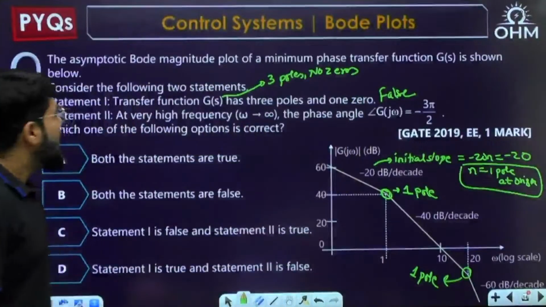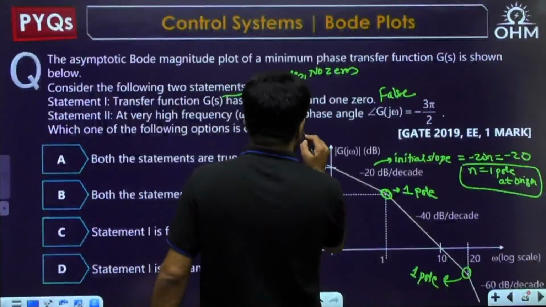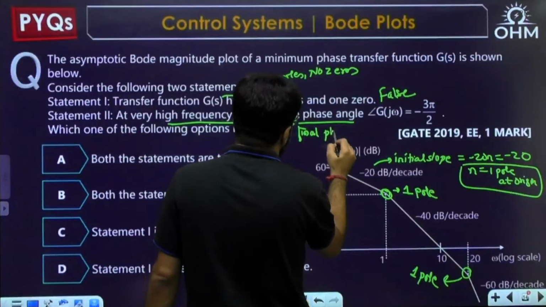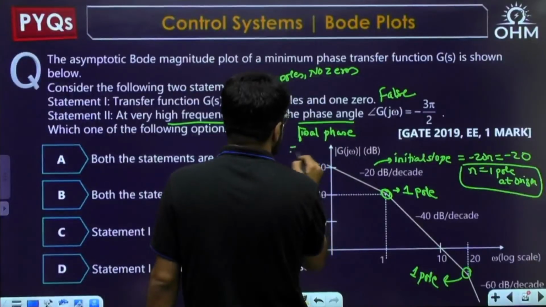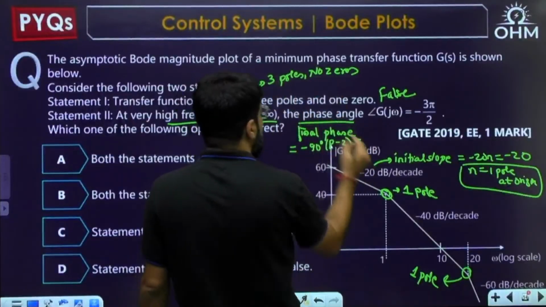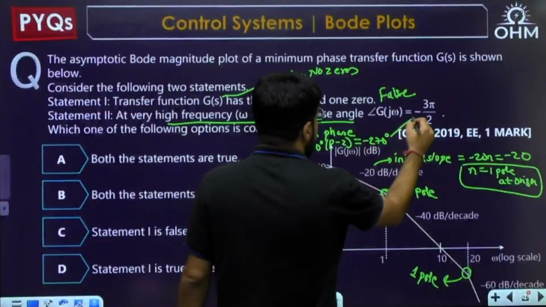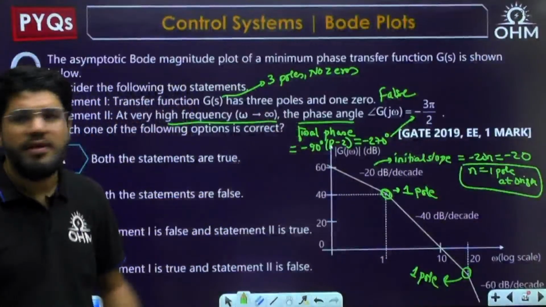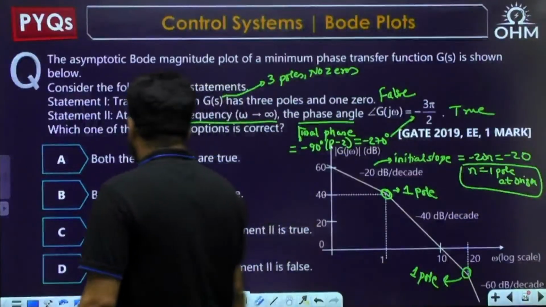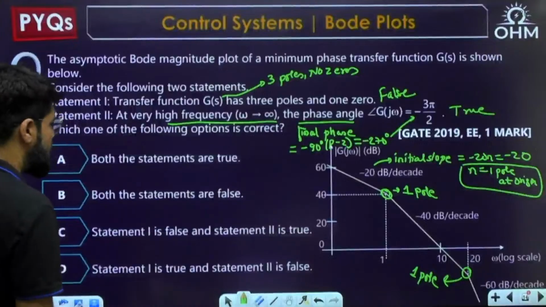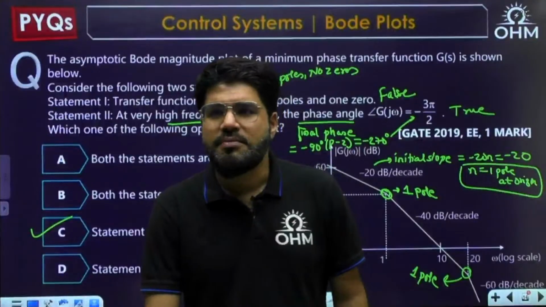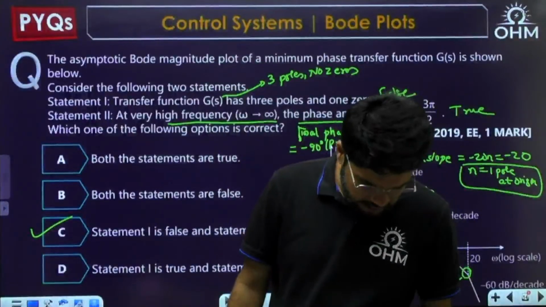Now at very high frequency the phase angle. High frequency phase means final phase, as I told you, which is given by the formula minus 90 degree into P minus Z. So 3 poles and no zeros makes it minus 270 degree, which is minus 3 pi by 2. 90 degree means pi by 2, so 3 pi by 2, correct. So this is true. Second is true, first is false. Option will be C. Statement number 1 is false, statement number 2 is true. So correct answer by Sumit and Akshay, correct.